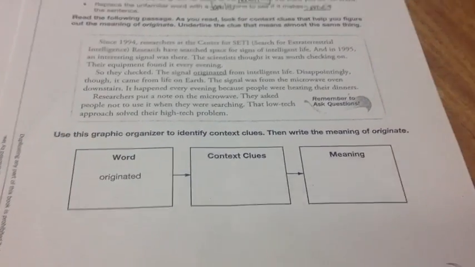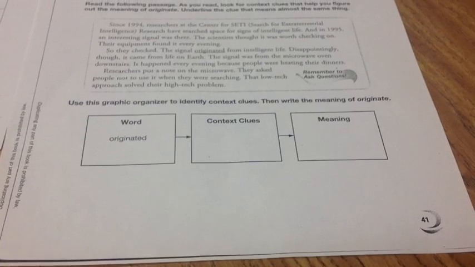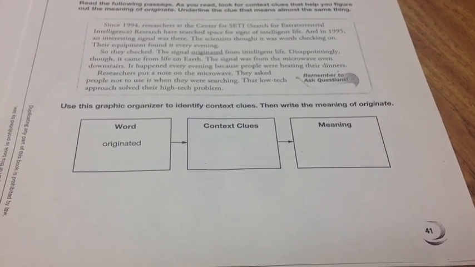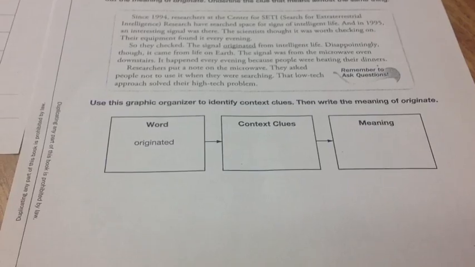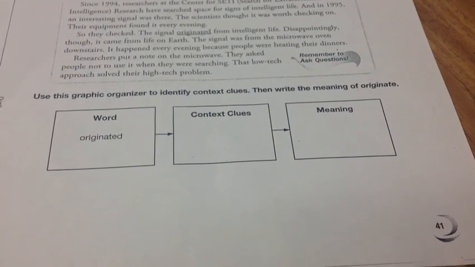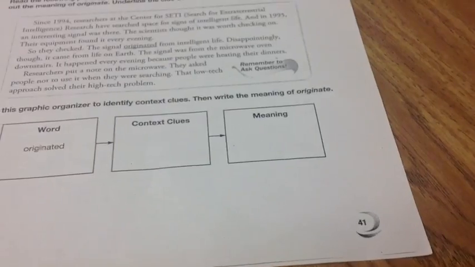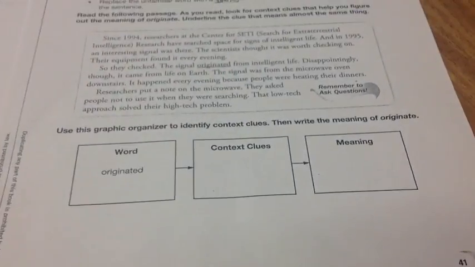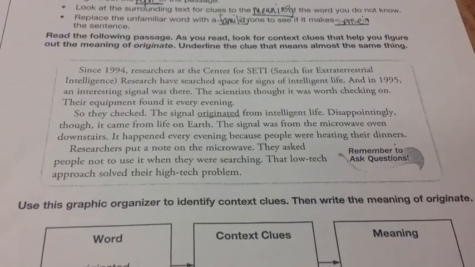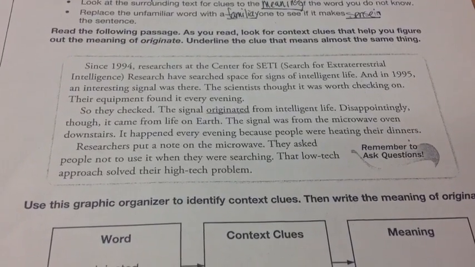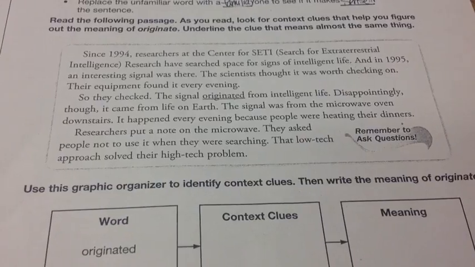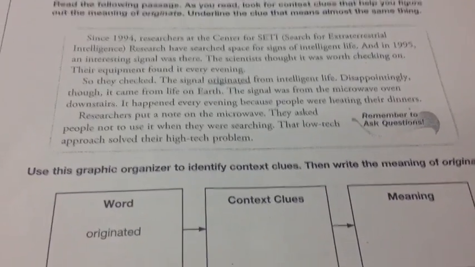All right, so we're going to use this graphic organizer to identify context clues. Then write the meaning of originate. So word, we already wrote it for you, originated. Context clues, we need to find the context clues, write them in there, and that will lead us to the meaning of the word originated. Let's go back to the passage and look for the word originated. I see it right there in the middle paragraph. It says, so they checked. The signal originated from intelligent life.